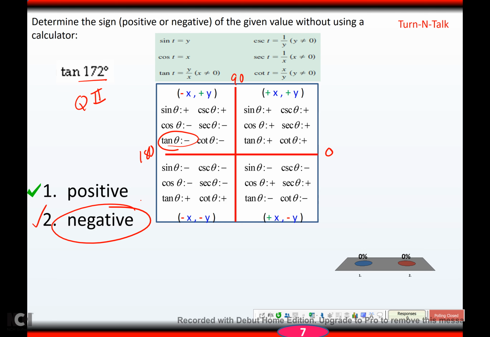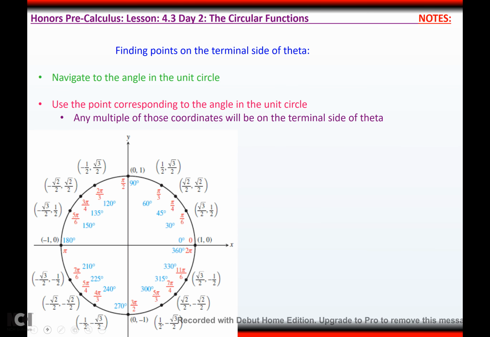Yep. My mistake. Okay, so finding points on the terminal side of theta. Navigate to the angle in the unit circle and use the point corresponding to the angle in the unit circle. Any multiple of those coordinates will be on the terminal side of theta. I don't really know why people struggle so hard on this.